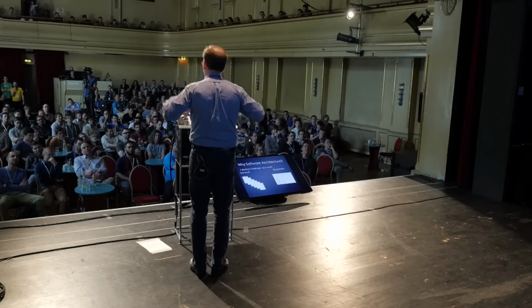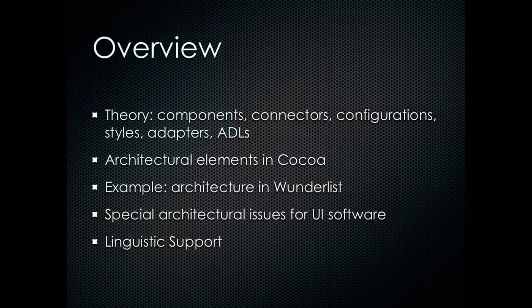So hopefully you're all excited now. You're not asleep anymore. And so I'm going to give you a little overview of what I'm going to talk about. First, we need a little bit of theory. There are components, connectors, configurations, styles, adapters, architectural description languages. And then we're going to look at something that you're not going to find in the literature on architecture, which is all the architectural elements that make Cocoa really cool. And there's a lot of that there, which is really surprising.